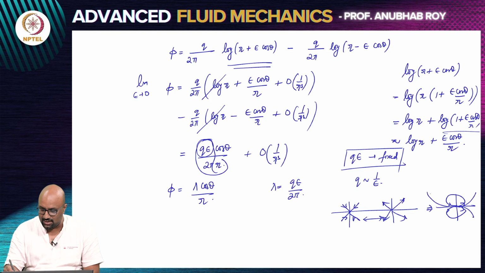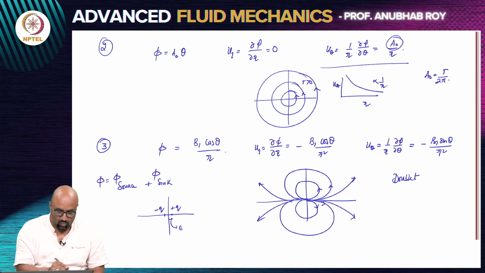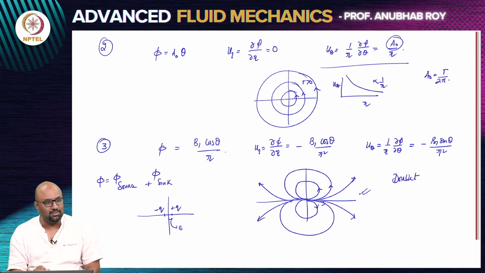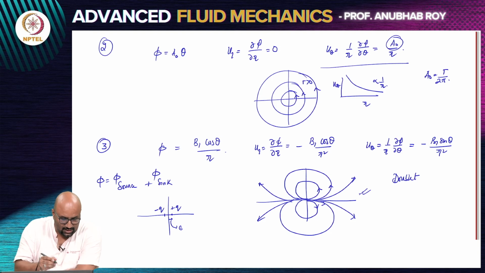So, that is why this is known as a potential dipole. Mathematically it has a form that is cosine theta by r, but physically it is something that you get by bringing a source and sink together. And this is one of the very important solutions of potential flow, as we will see, a flow field given by this is quite important in terms of constructing flow past objects. So, that was our third solution.